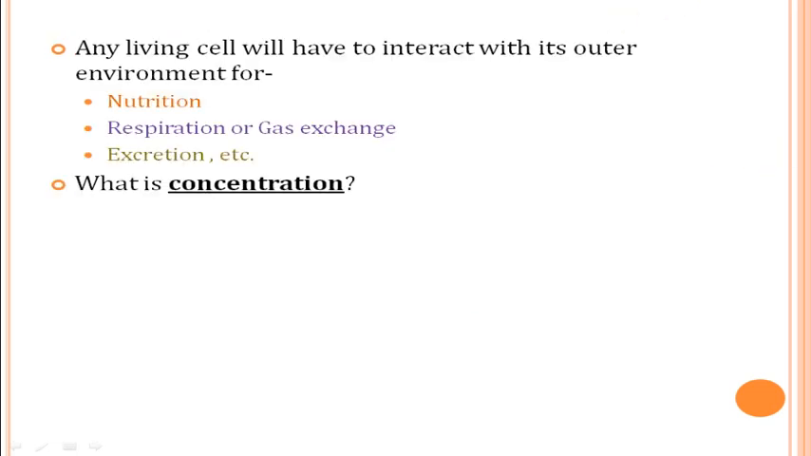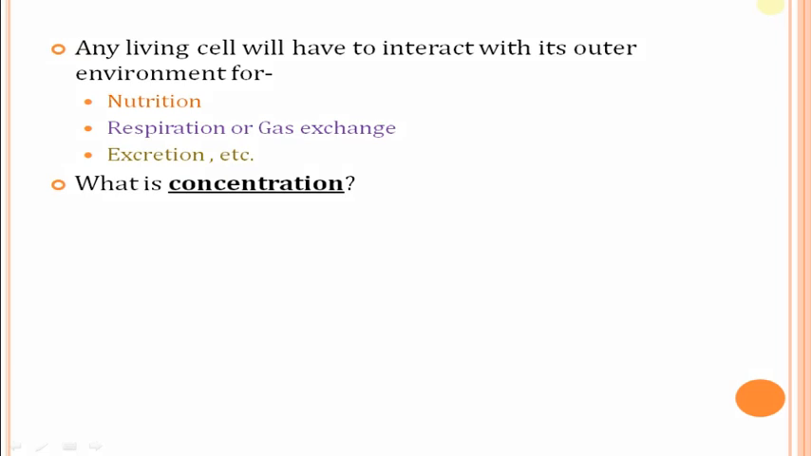Now, any living cell will have to interact with its outer environment. When I say that a human body is made up of different types of cells, we are living beings, right? We can live, we have to go for nutrition, we have to breathe, we have to get our food, we have to get oxygen, we have to take out carbon dioxide from our body, we go for playing, we go for crying, anything.